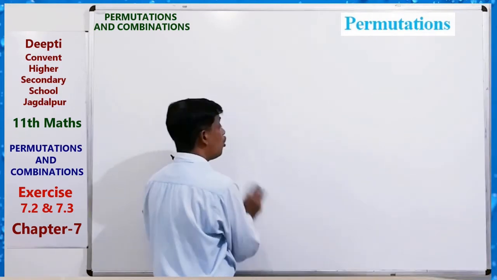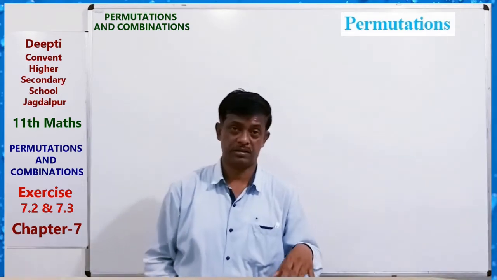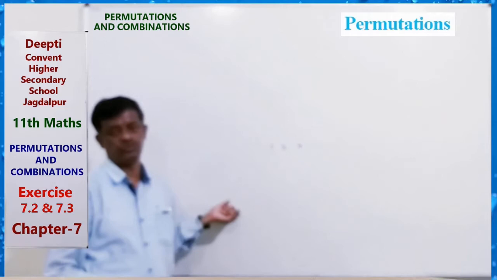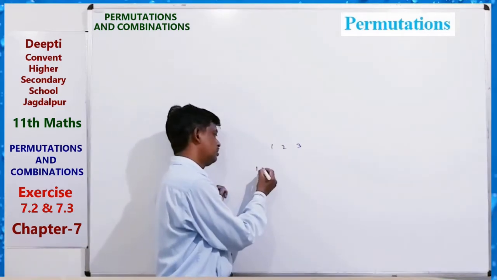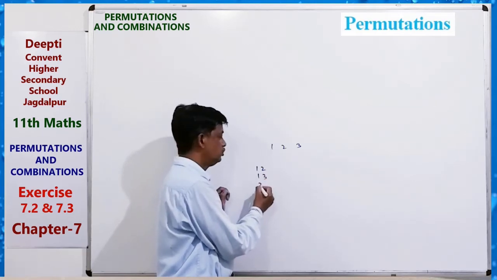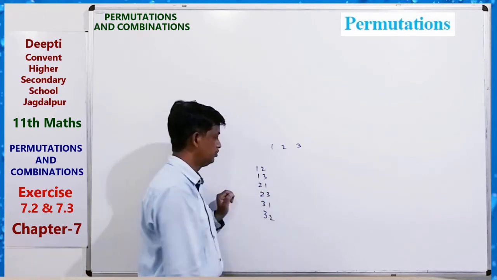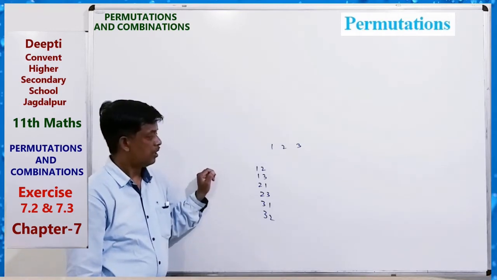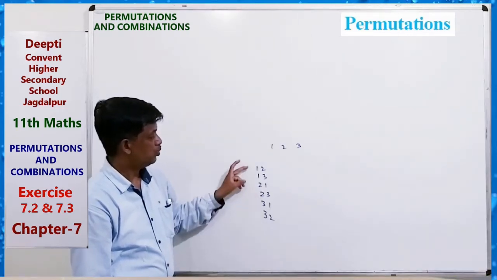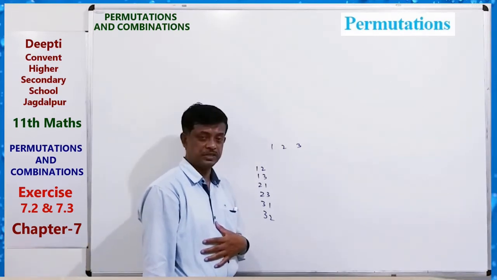That is the arrangement of objects in a definite order. Just suppose 1, 2, 3 are the numbers. We select only 2 numbers from this. So you can select 1, 2; 1, 3; 2, 1; 2, 3; 3, 1; 3, 2. These are the arrangements of objects.